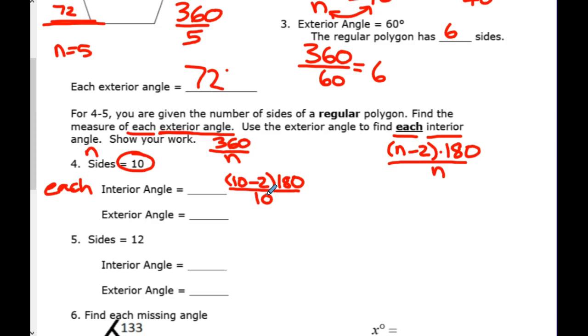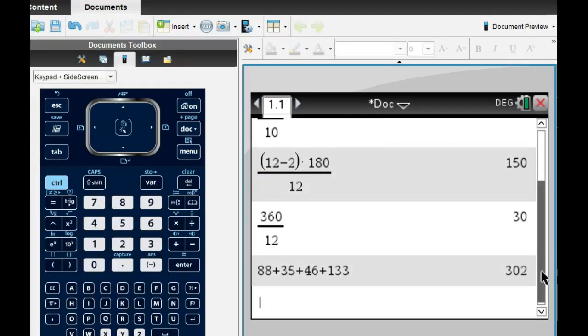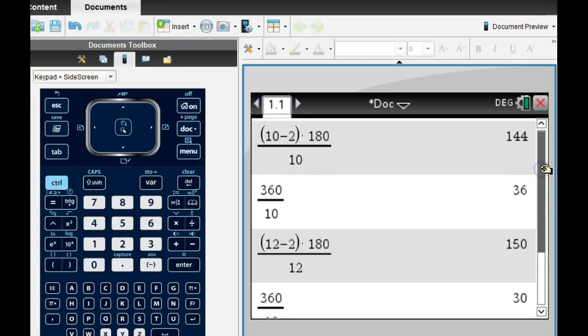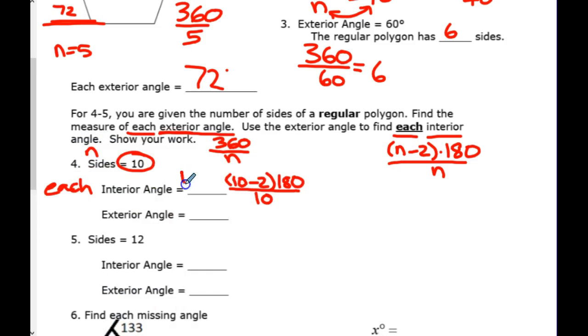So 10 minus 2 times 180 divided by 10. I already put it in, so here we go. 10 minus 2 times 180 over 10 is 144 degrees. And the exterior angle, each exterior angle, I'm going to use 360 over n. So 360 over 10. What's 360 divided by 10? 36. Could you do that on an assignment on your own? Bet.